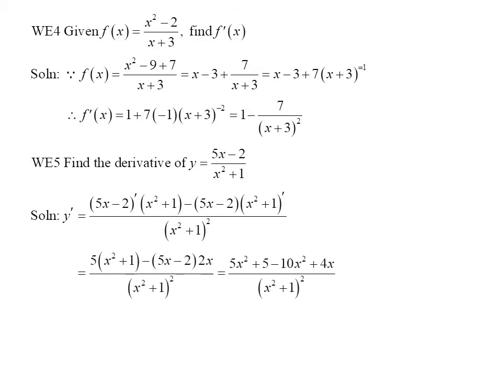After working out the derivatives of 5x − 2 as well as x² + 1, the derivative of the function equals [5 times (x² + 1) − (5x − 2) times 2x] over (x² + 1)². After being further simplified, we find its derivative, which equals (−5x² + 4x + 5) over (x² + 1)².